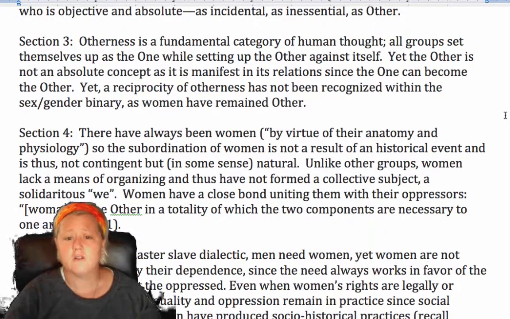So women have a close bond uniting them with their oppressors. Beauvoir says, woman, quote, is the other in a totality of which the two components are necessary to one another, end quote. So there's a very close and tight and difficult to break bond between men and women that keeps women from organizing in such a way that they can liberate themselves from systems of oppression.